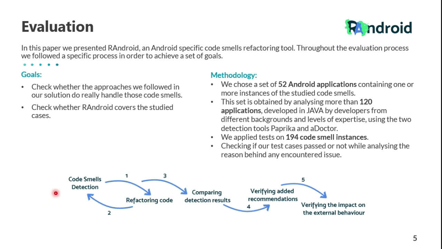Only 52 Android applications contained one or more instances of the studied code smells. After the detection phase, we applied our approaches on each code smell instance, 194 code smell instances to be exact, then went through a second phase of detection. The third step is to compare the detection results to know if the first goal is achieved or not. After that, we checked recommendations if our approach left any, and finally, we verified the impact our changes left on the external behavior by checking if our test cases passed or not while analyzing the reason behind any encountered issues.